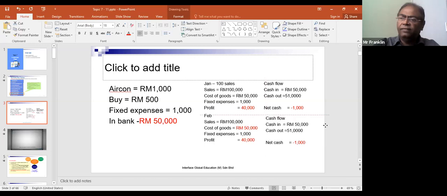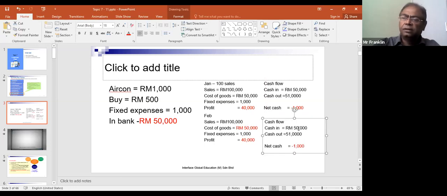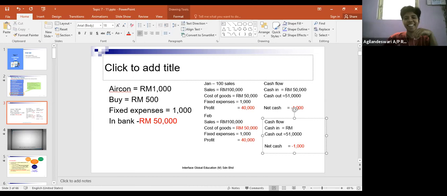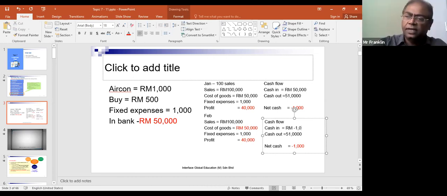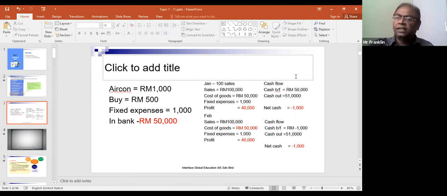Month of February, another one again. Cash in, how much? Actually, it's not cash in, it should be cash brought forward, BF. Brought forward means from last month to this month, how much we have. So here also cash brought forward is minus 1,000, negative, from January. So cash out, how much do we have to pay?